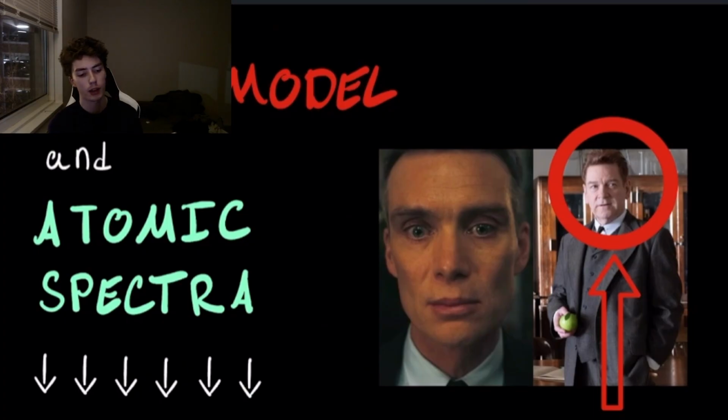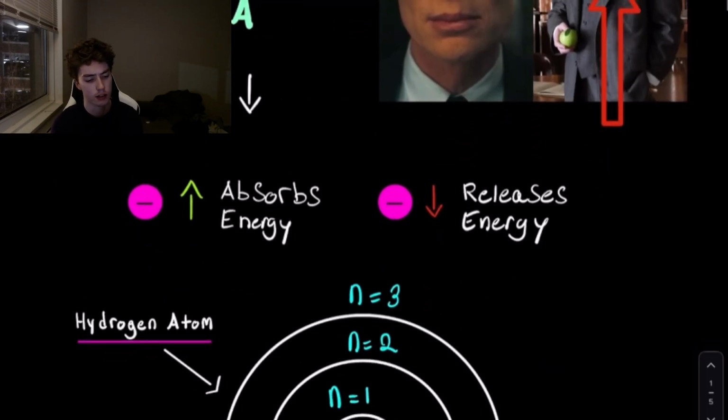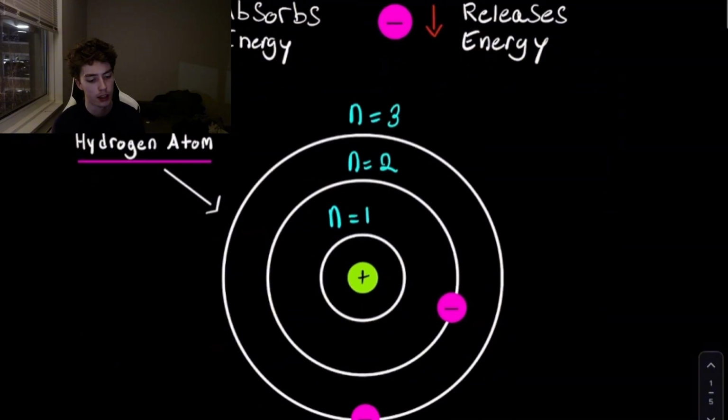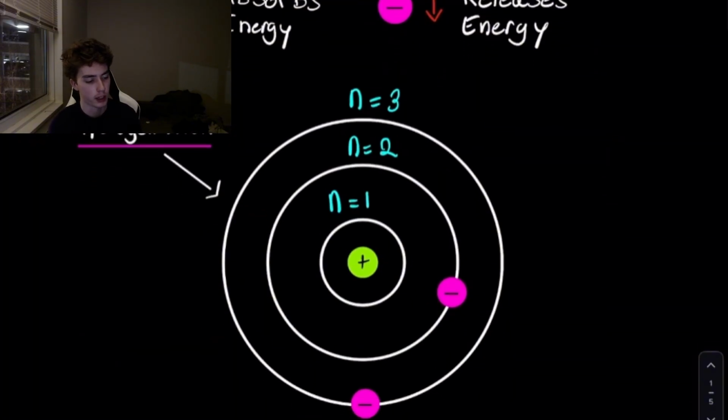Okay, so today I'm going to be talking about the Bohr model and atomic spectra. That's Niels Bohr right there. He was actually the professor of Oppenheimer. I think it was at Cambridge or Oxford, I'm not actually entirely sure. But essentially, he came up with this model right here called the Bohr model.